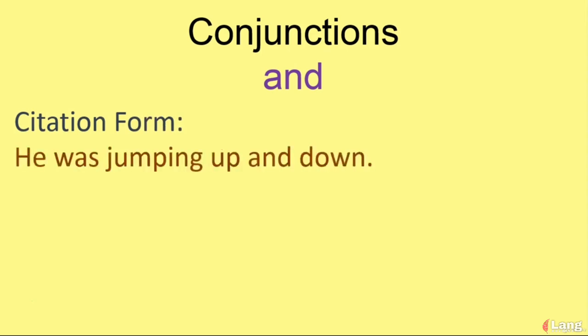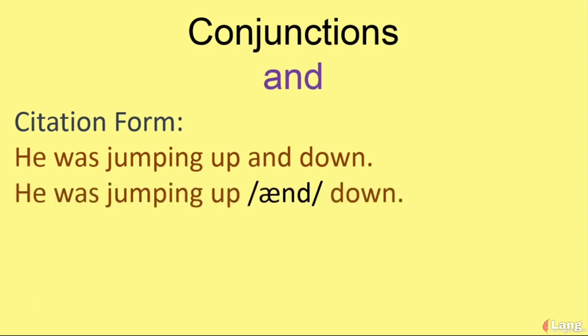Okay, let's look at some conjunctions and how we might reduce those in our speech. We're going to start with the word and. Now, in citation form, we have this sentence. He was jumping up and down. Repeat after me. He was jumping up and down.